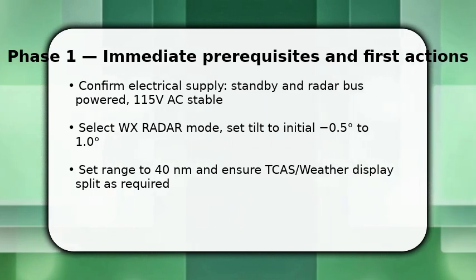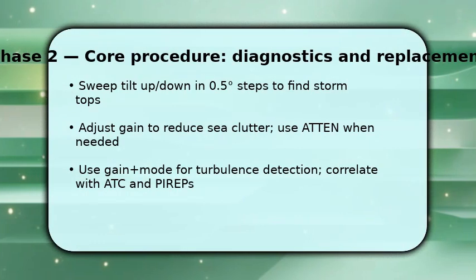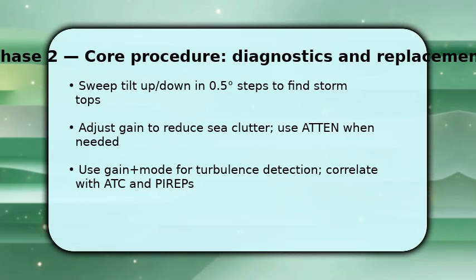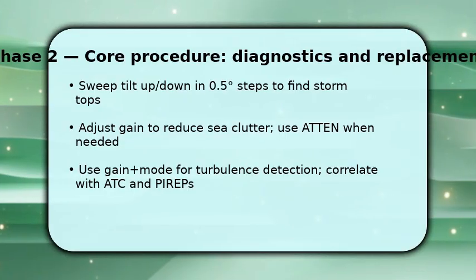Now focus on getting a clear picture. Slowly adjust antenna tilt in half-degree increments while monitoring echoes. Raising tilt finds higher echoes, lowering finds low-level precipitation. Make small gain adjustments to reduce ground and sea clutter.